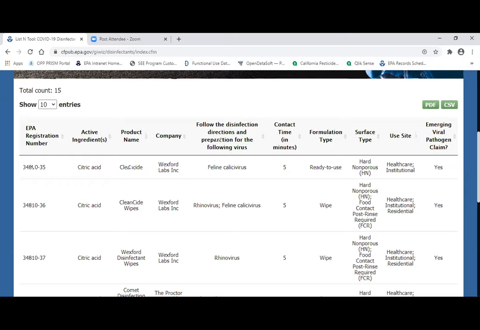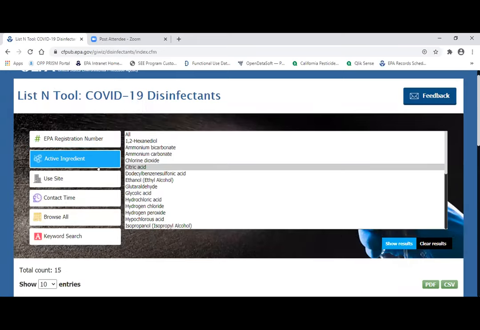And then you need to follow the instructions on the label for whatever organism is listed in this column. And it tells you how long to leave the stuff on the surface. So anyway, this is a way that you can ensure that whatever product you have that you want to disinfect your surfaces with will be useful and effective against the coronavirus that causes COVID-19. So that is all I really wanted to share about that.